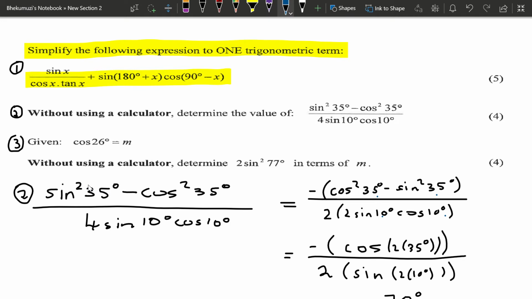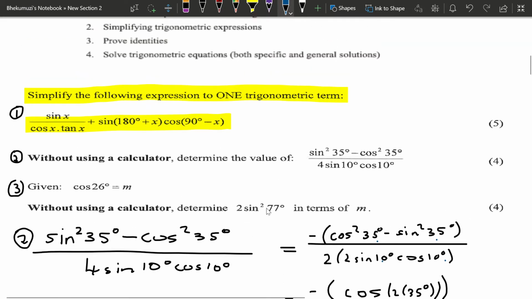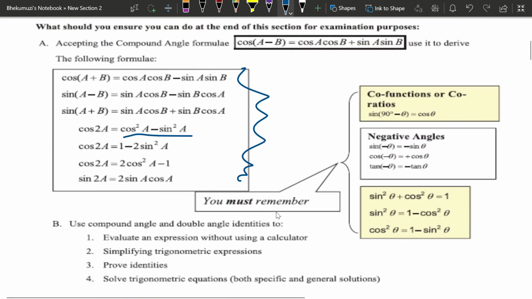But remember what I said at the beginning. In trigonometry, the whole point is that you need to try and simulate and reproduce a particular trigonometric function. So in this case, we do have 2 sine to the power 2 of 77 degrees. If I have a 2, sine to the power 2 with an angle, the best one I can try to simulate is this trigonometric identity.